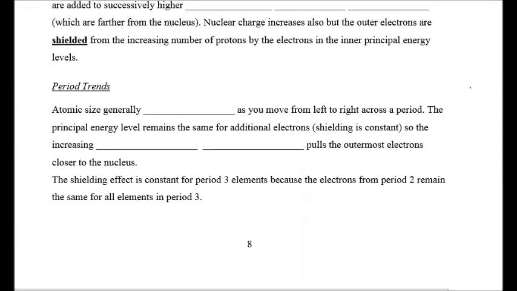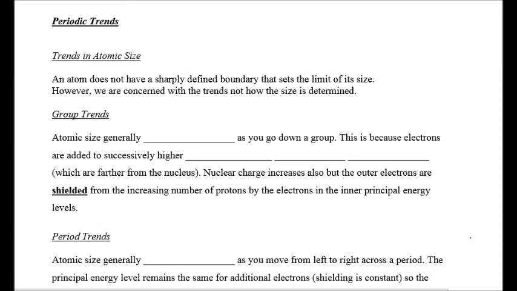So if we go back to the notes on periodic trends. Now, in the latest model, an atom has an electron in a region of probability. So it's more like a cloud. But we're going to think of the atom as a shell, as a sphere, for the sake of argument. Our first trend is in atomic size. Atomic size generally increases as you go down a group.